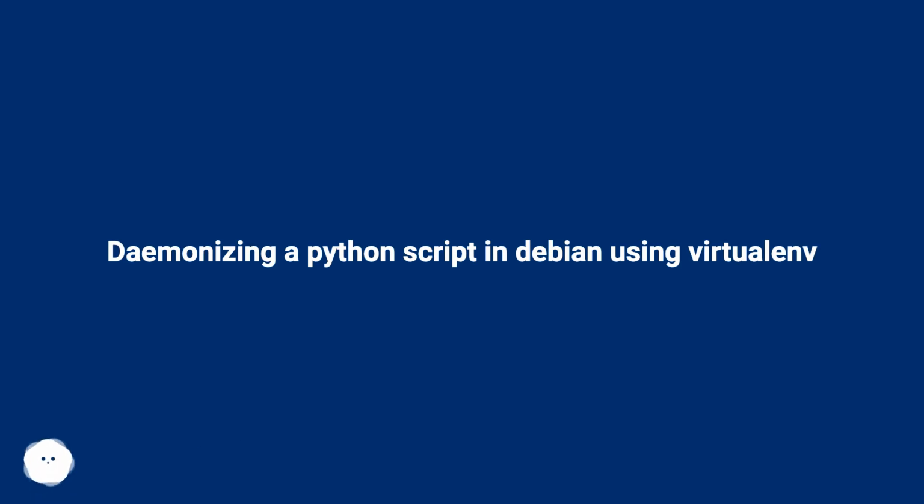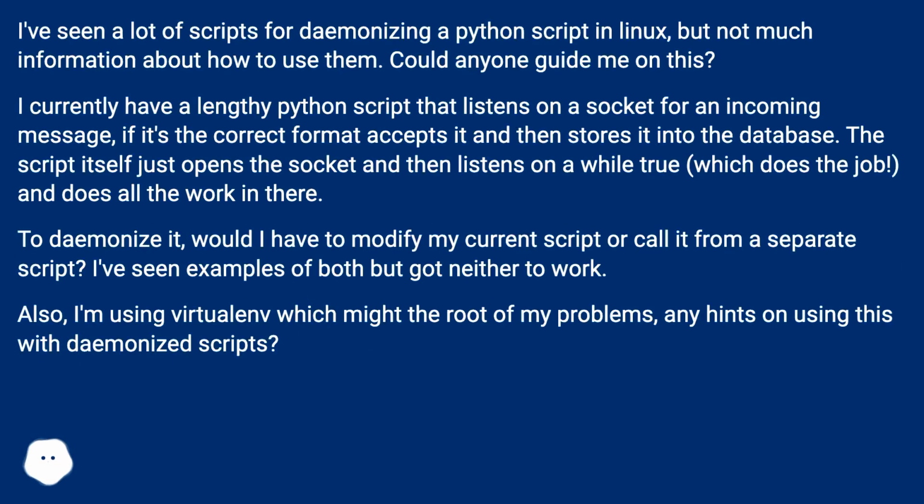Demonizing a Python script in Debian using Virtualenv. I've seen a lot of scripts for demonizing a Python script in Linux, but not much information about how to use them. Could anyone guide me on this?